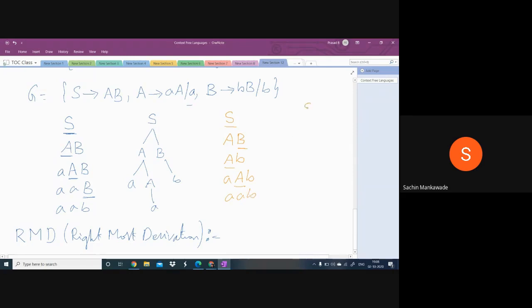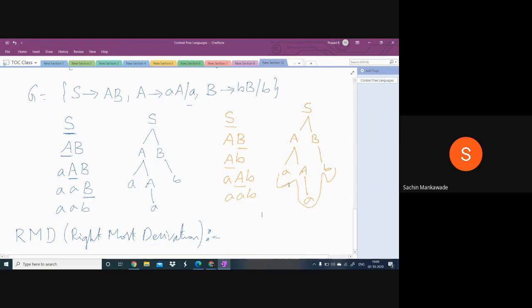Whatever string we derive, that derivation can be represented using trees. First we have taken S and its production is AB. After that, in B place we have taken B. After that, in A place we have taken AA. After that, in A place we have taken A. So even though it is a rightmost derivation, in the tree format the string can be read from left to right only. What is the string here? AB. So this is the rightmost derivation and its corresponding tree.